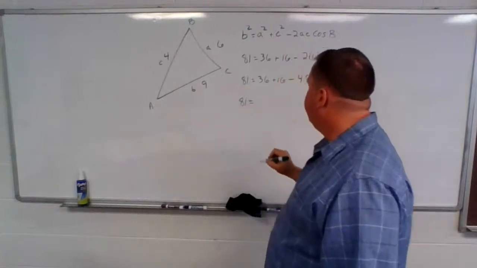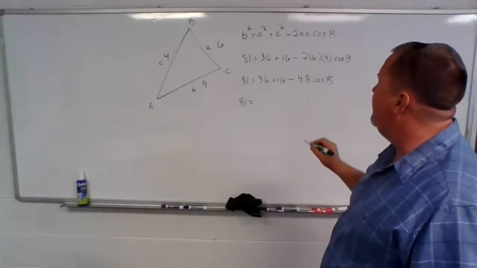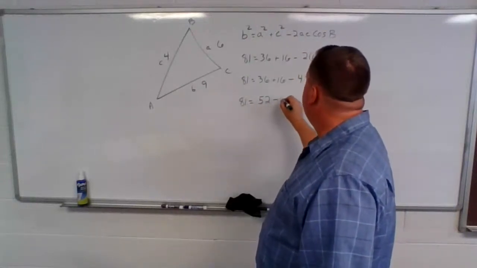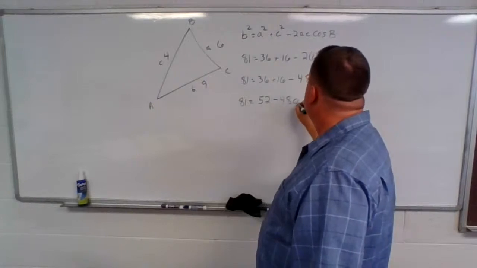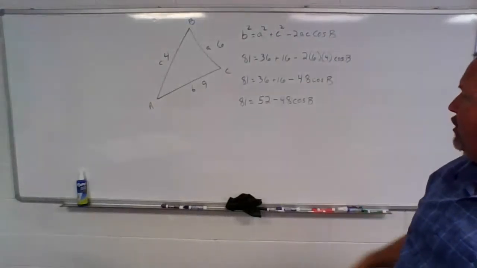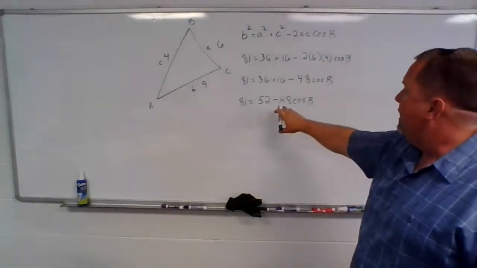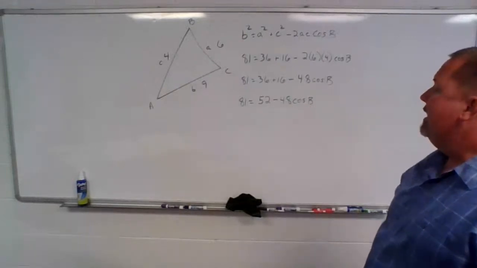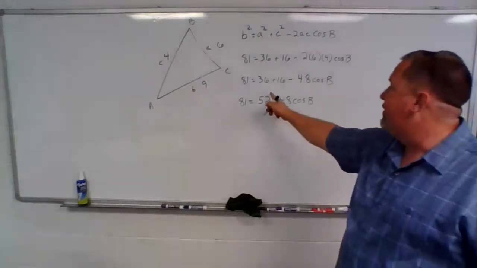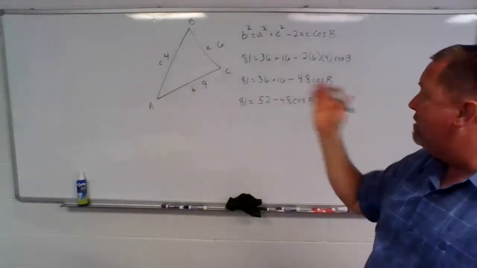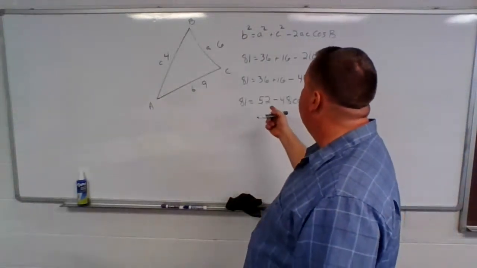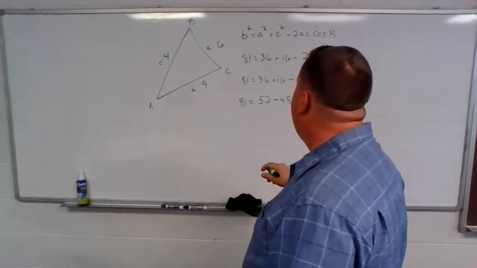Let's just do this. 81 equals 36 plus 16, I believe, is 52. Hopefully I didn't get that one wrong. Again, don't subtract here. I can't subtract 52 minus 48 because it's 48 cosine B. And so I can't do that. So what can I do? Well, this 52 is like a term all by itself. I can move that out of town. I can use subtraction. So I'm going to subtract 52 from both sides.